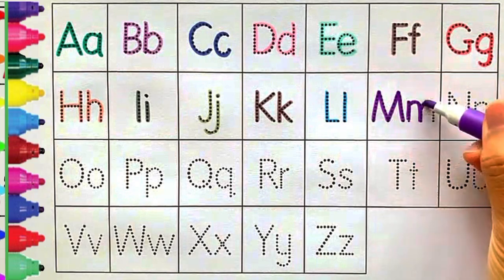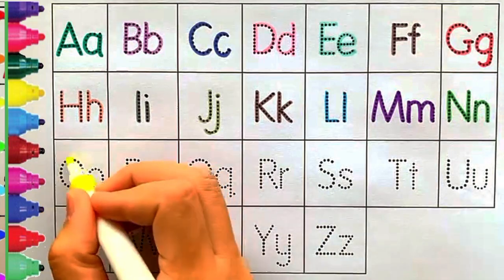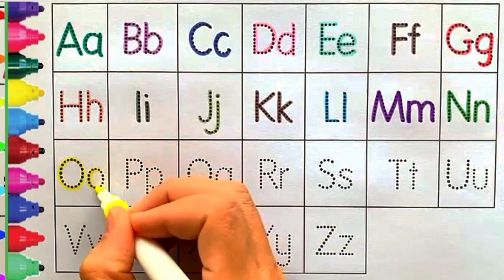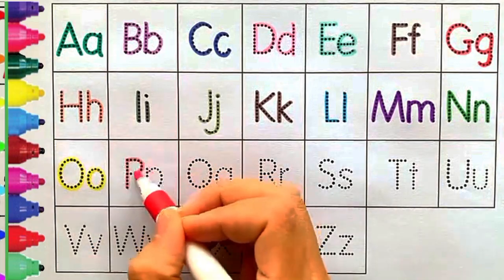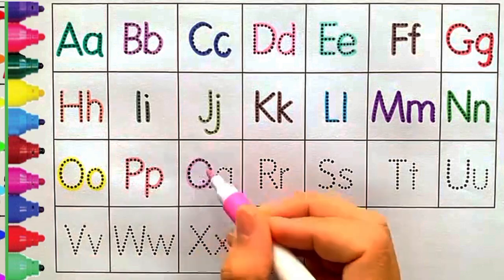M for mango. N. N for nurse. N for nest. O. O for owl. O for octopus. P. P for parrot. P for potato. Q. Q for queen.